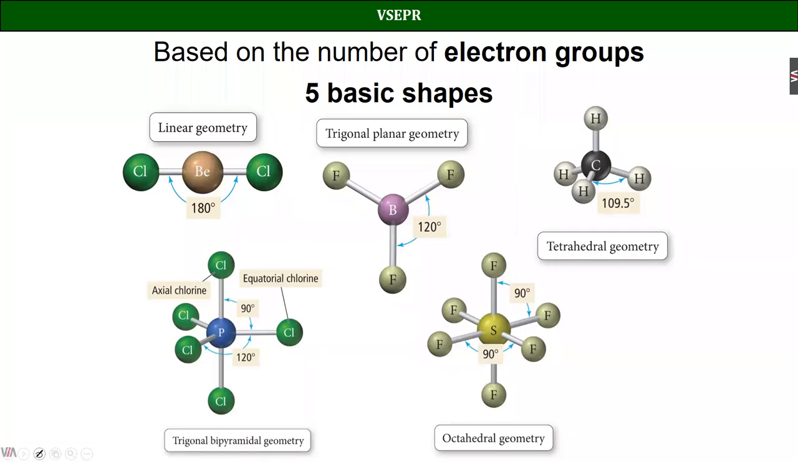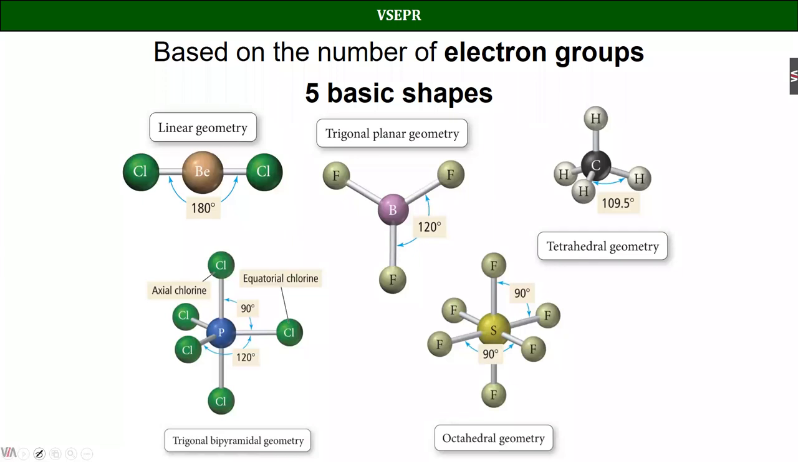The better way of drawing this would be to draw it like this. It's this shape, except that two of those H's are replaced by lone pairs. You can't really see the lone pairs. But we know that they're there because despite the fact that water is H2O, there's only three atoms, it's not linear. It's bent, because those lone pairs still take up space.